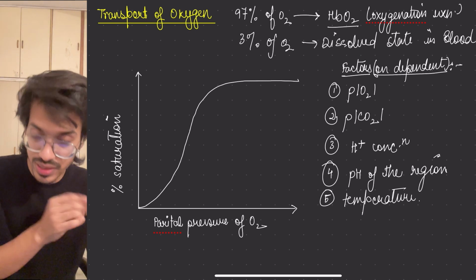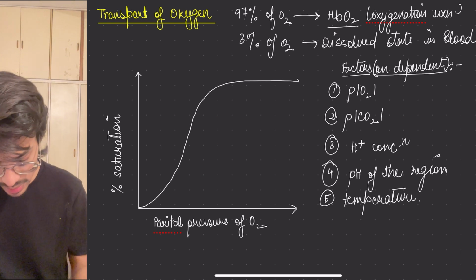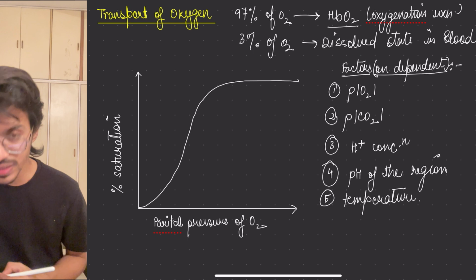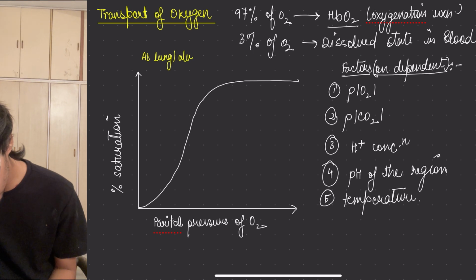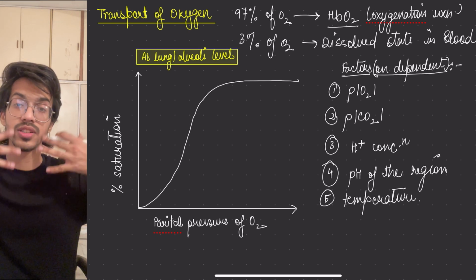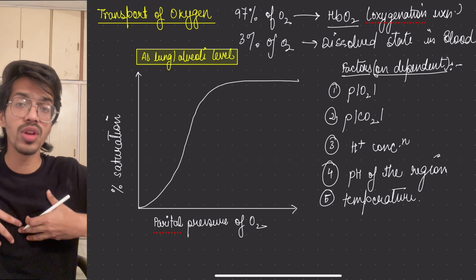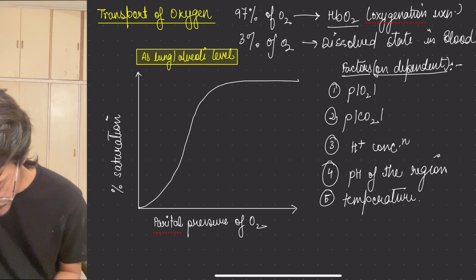Okay, so let's see what is happening over here. In this topic, we have to remember the concentration. So at the lung or alveoli level, what will happen? Your body is taking up oxygen. Oxygen concentration in your alveoli is very high. So the partial pressure of oxygen is high.